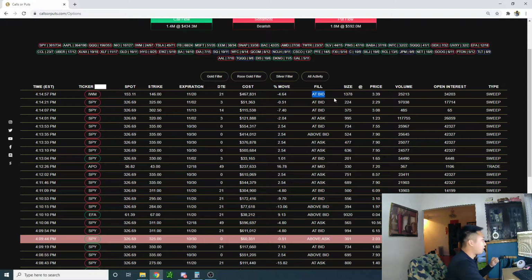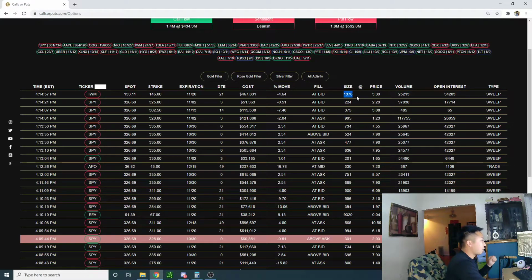Fill is at the bid, at the ask, above the bid, above the ask, or whatever the case might be. It just shows if they're aggressive or not. Size is the amount of contracts they bought. So here they bought 1,378 contracts for the price of $339, equating to this cost of $467,831.